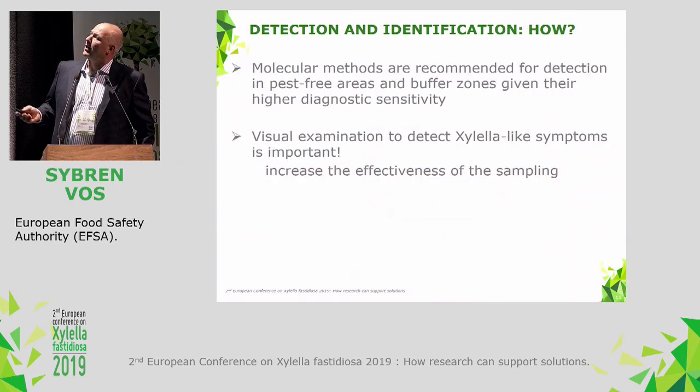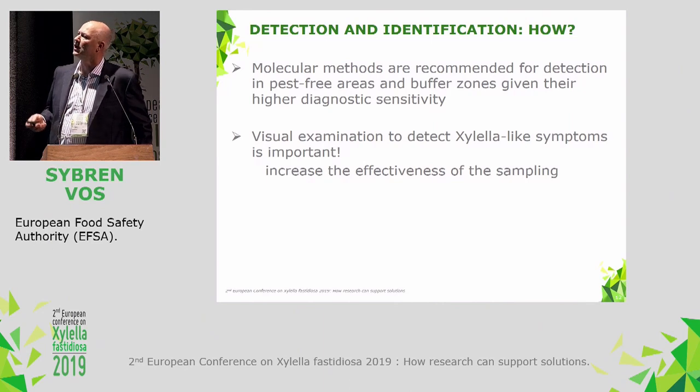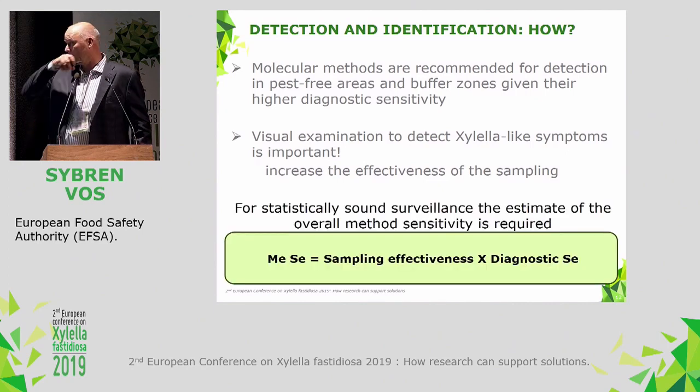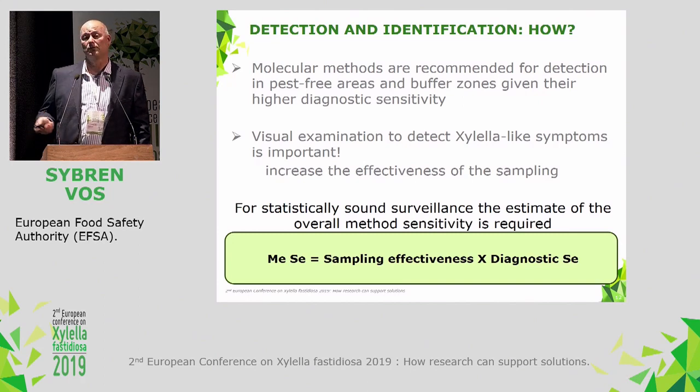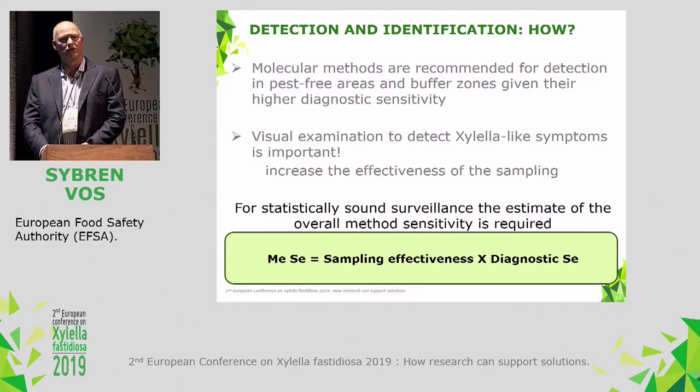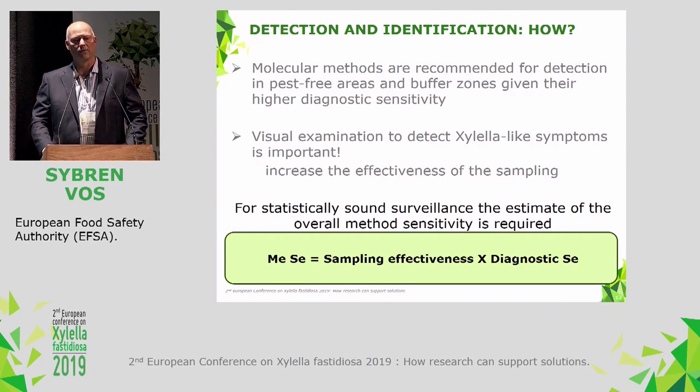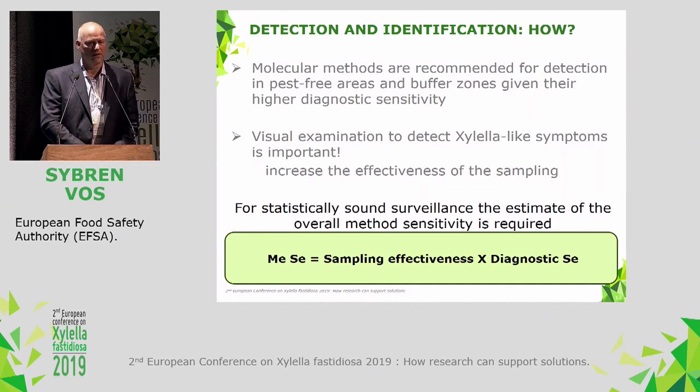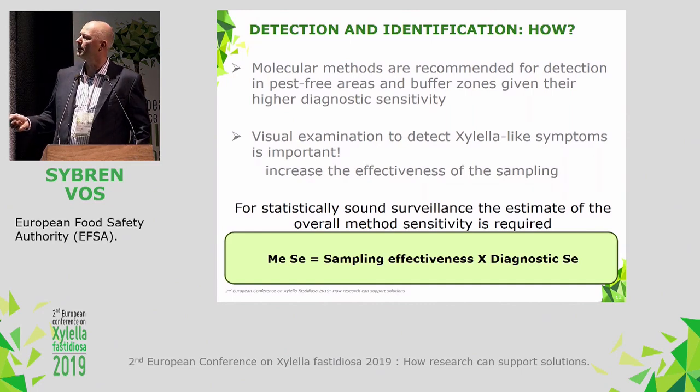About the detection and the identification, we have had a lot of discussions during this conference, and in fact, the visual examination should not be completely excluded. In particular, it is very important to increase the effectiveness of the sampling. The visual examination is particularly important when we are in the demarcated area. What I said in the beginning of the talk is that it is very important to combine the operations in the field with the operations in the lab, so as to have a clear idea of how good our method is from the field to the lab, and not only focus on the lab.